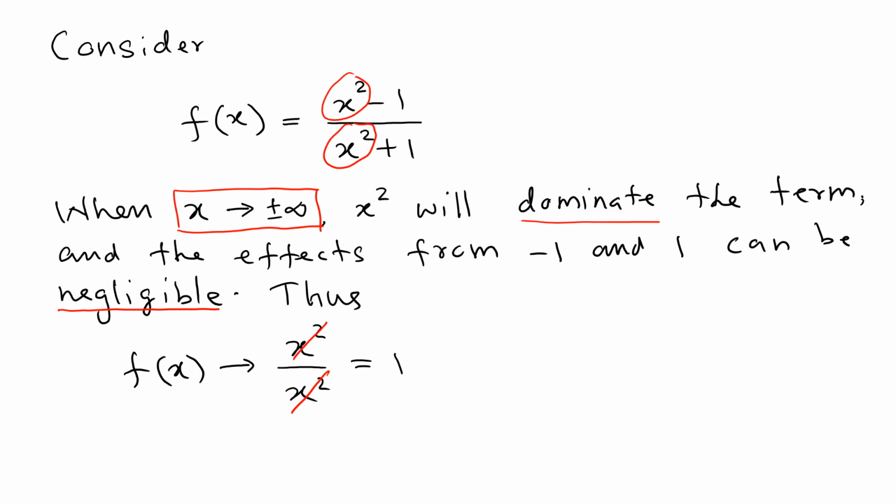And similarly, as x goes to infinity, in this case both plus and minus infinity, because you can see when x goes to negative infinity, the same thing will happen since it's squared. And you can ignore negative one and positive one. Okay, so now what does that mean?